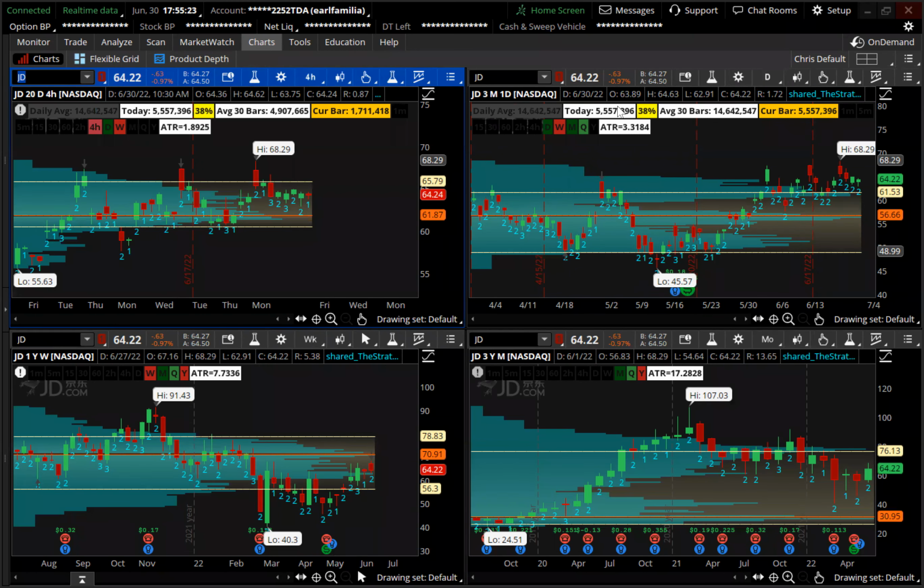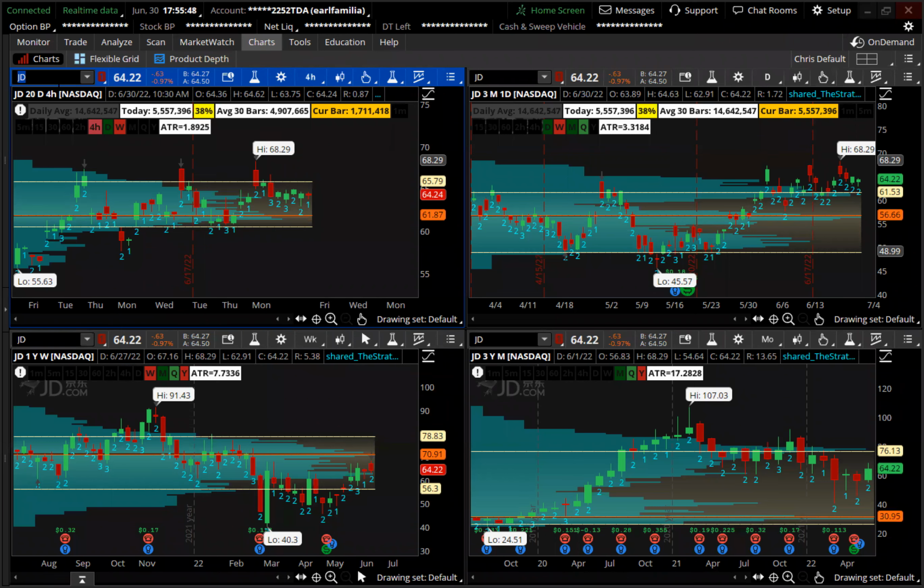Next one we got is JD. This one looks like it's trying to push up. We've got an entry 212 on the 4 hour above 64.62. And then moving over to the day, we've got the rev strat potentially on the day above 64.63. So same levels, day and 4 hour trigger entry on JD. That looks strong.